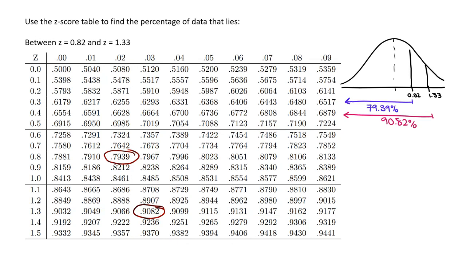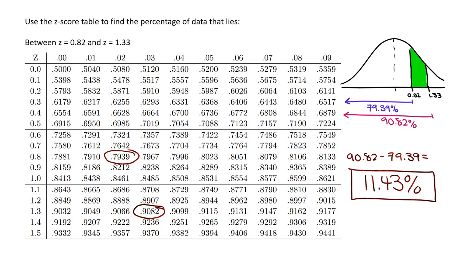So I'm going to draw a picture. Basically, both of those are positive z-scores, so they're both above the mean. So I drew my bell curve. 0.82 is above the mean. 1.33 is also above the mean. The numbers from my table are giving me percentages below that value. So this 0.7939 tells me that 79.39% of the data lies below 0.82. And then my 0.9082 tells me that 90.82% of the data lies below 1.33.